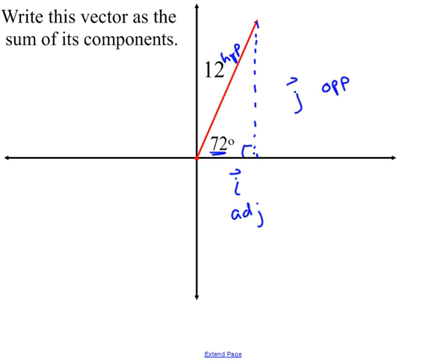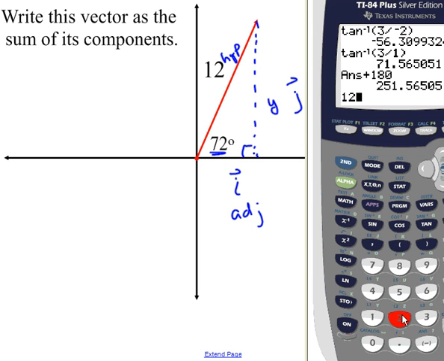Right? So when looking at this, to find the opposite side, I know that I'm going to have to use sine. So sine of 72 equals, we'll just call this y, y over 12. And I go find that by just taking 12 times sine of 72. Hitting enter, and I get 11.4.